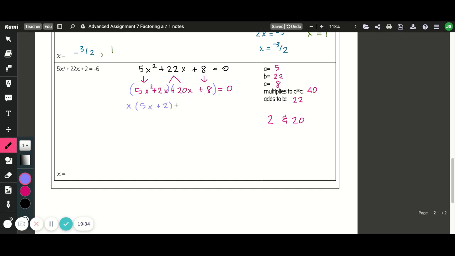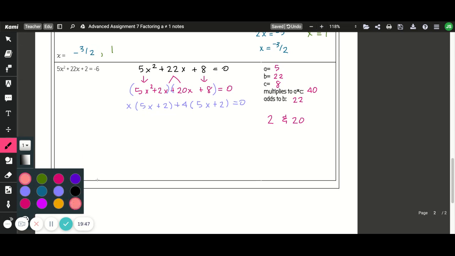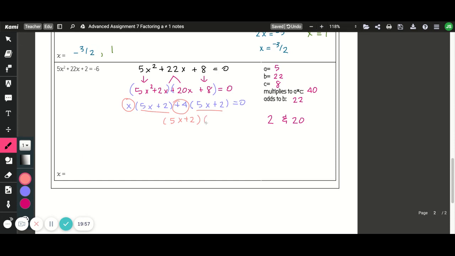20 and 8 are both divisible by 4. Since it's a positive, I'm going to take out a positive 4. So I get 5x plus 8 divided by 4 is 2. So my factors are 5x plus 2 and the GCF's x plus 4.